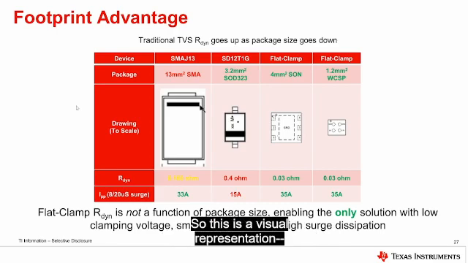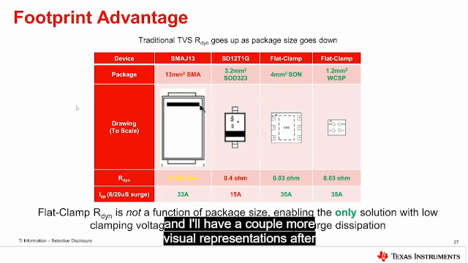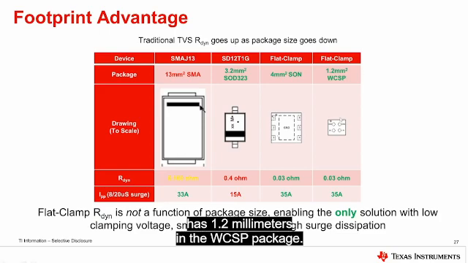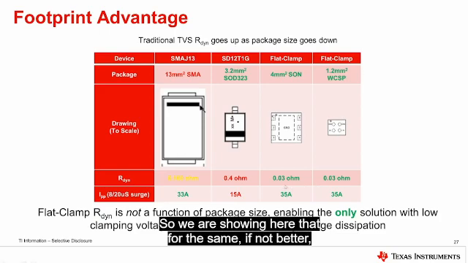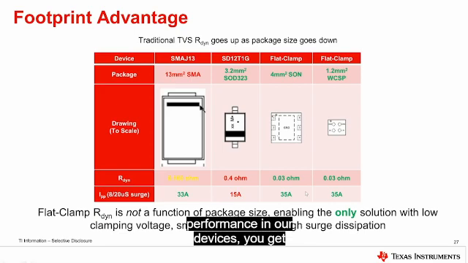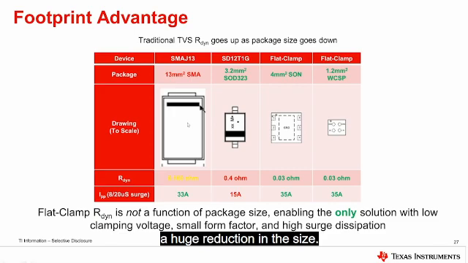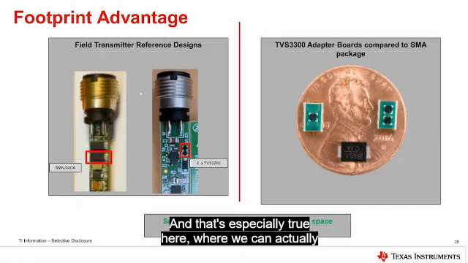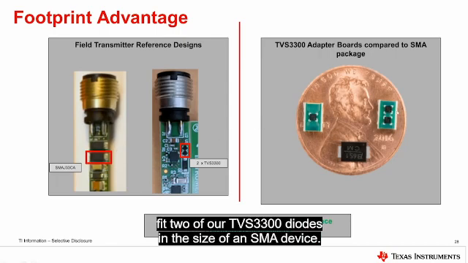So this is a visual representation, and I'll have a couple more after this, that shows you basically the difference between the SMA package and our flat clamp device with a 4mm package, and then even our TVS3300, which is 1.2 millimeters in the WCSP package. So we are showing here that for the same, if not better, performance in our devices, you get a huge reduction in the size. And that's especially true here, where we can actually show the difference, where we can fit two of our TVS3300 diodes in the size of an SMA device.